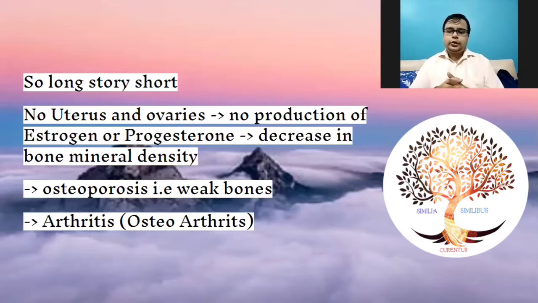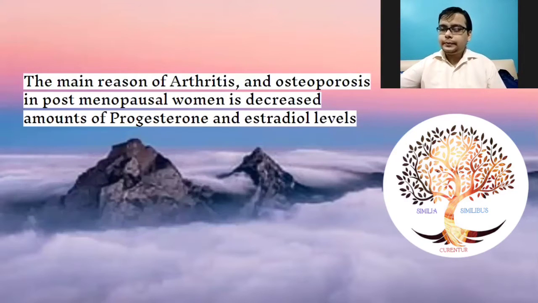So, long story short, no uterus and no ovaries means no production of estrogen and progesterone, which through this process decreases the bone mineral density of a person. And again, this causes osteoporosis in the long term, that is, the bones become weak in the patient. And in the long term it also produces arthritis, mostly osteoarthritis.